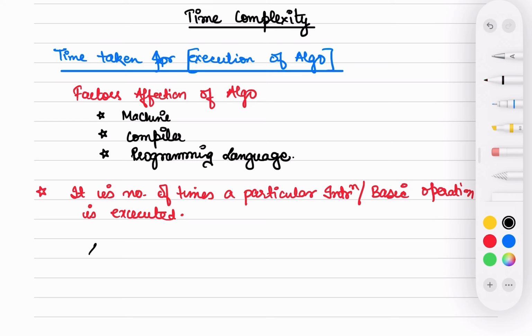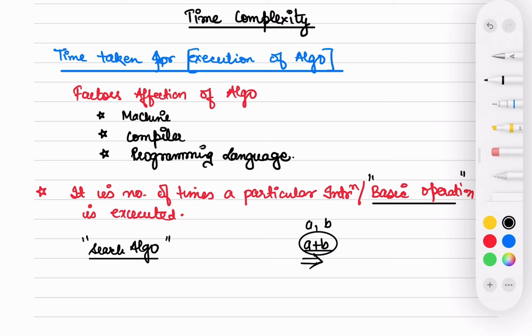For example, let's say I have some search algorithm. What do I mean by basic operation here? Basic operation is the most important operation of the algorithm, that is, the operation contributing the most to the total running time. For example, if I am adding two numbers A and B, my basic operation is A plus B. This is the heart of the algorithm, and this is how we get the time complexity. We calculate how many times this A plus B has been executed.